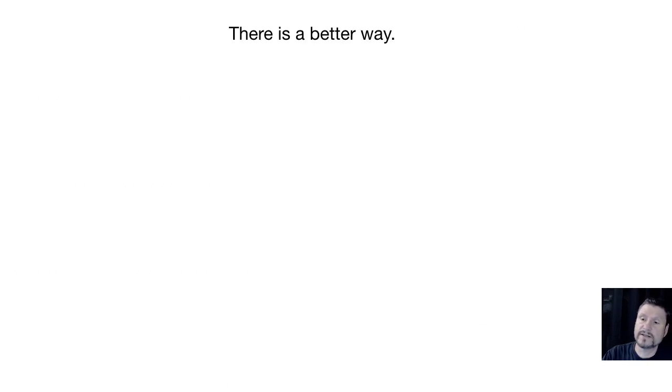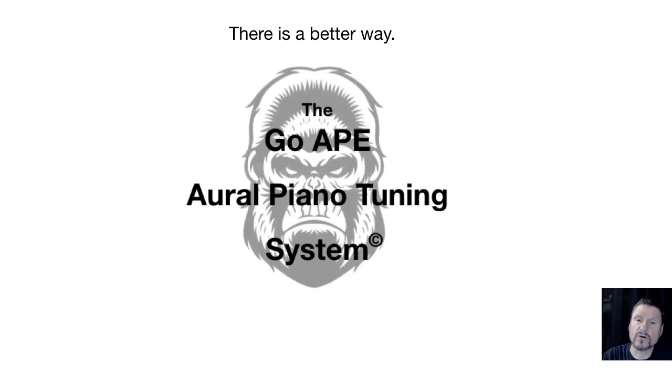So this myth is one of the many that has spurred me on to figure out a better way to learn how to tune pianos aurally. It's the GoApe Aural Piano Tuning System.